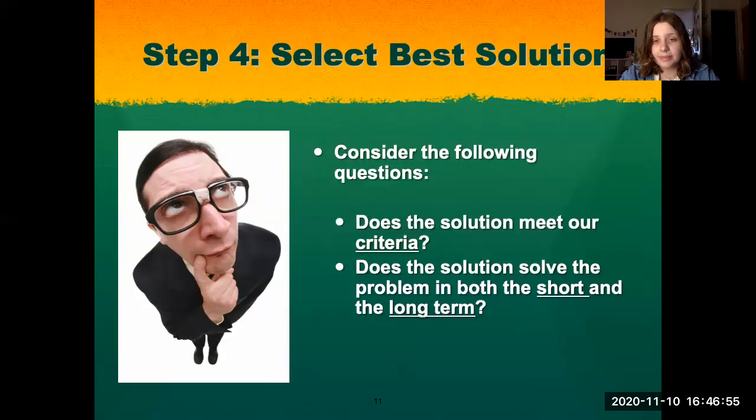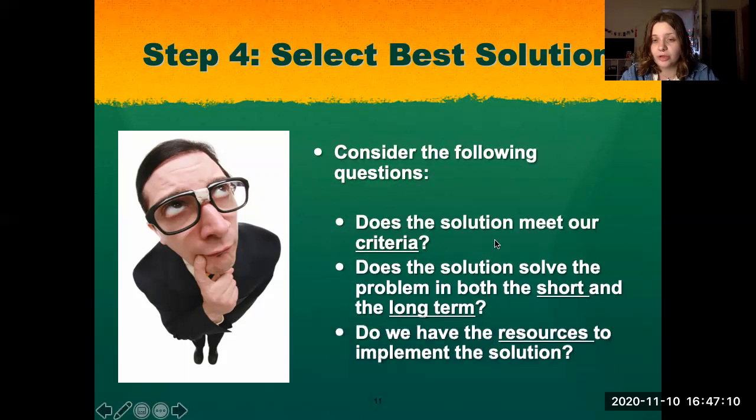The next step is going to be selecting the best solution. It wants you to sit back and reflect: does the solution that you chose as a group meet the criteria that you made in the beginning? How does the solution solve problems, both long-term and short-term? And do you even have the resources to implement that solution?